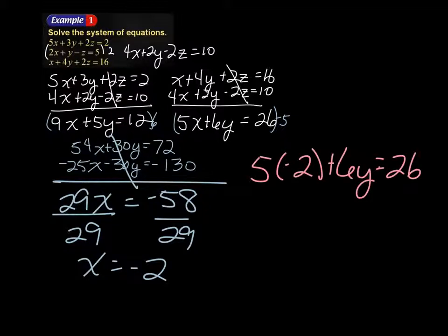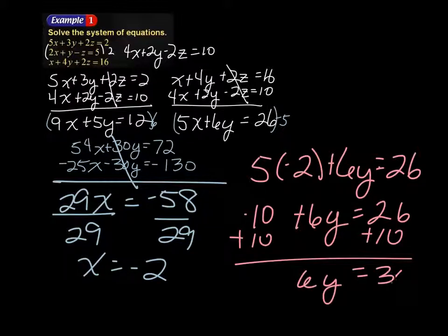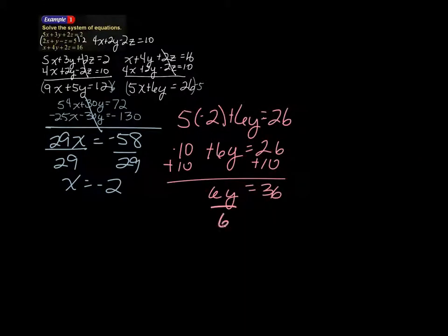Now we can take that negative 2 and substitute back into either of those 2 equations we had for that step. And I just picked the one on the right because it was next to it. So 5 times negative 2 is negative 10. Add 10 to both sides. 6y equals 36. So y is 6.